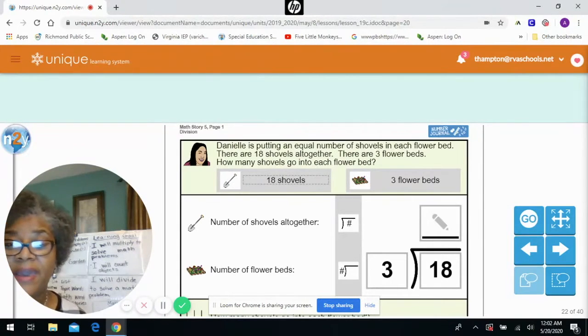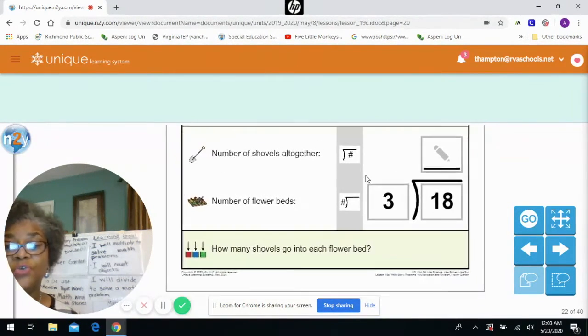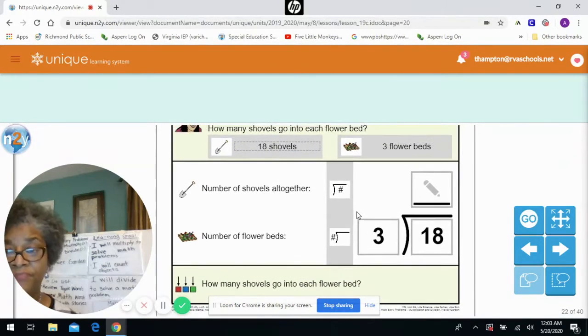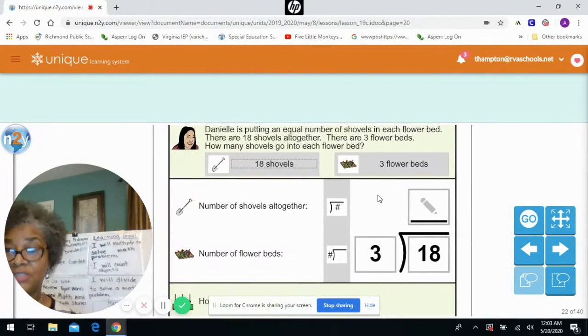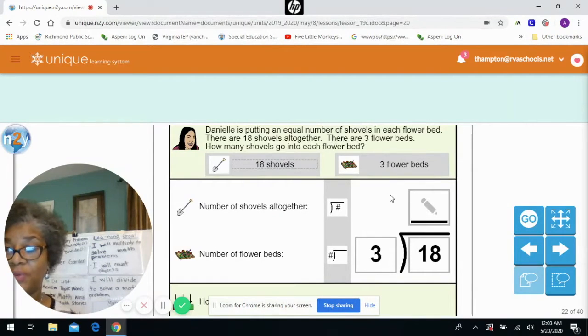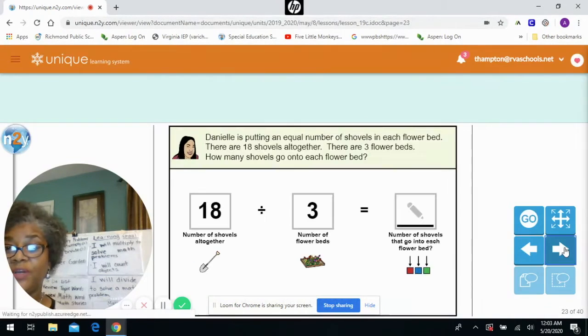All right, so we have 18 shovels divided by 3 flower beds. So you read the number under the bracket first. 18 divided by 3. That's how you say it. If you know it, you solve it. But we're going to go to the next slide, and we're not going to tell y'all this one. So those of you who can do it, do it. And we're going to go to the next one, and we're going to work it out.